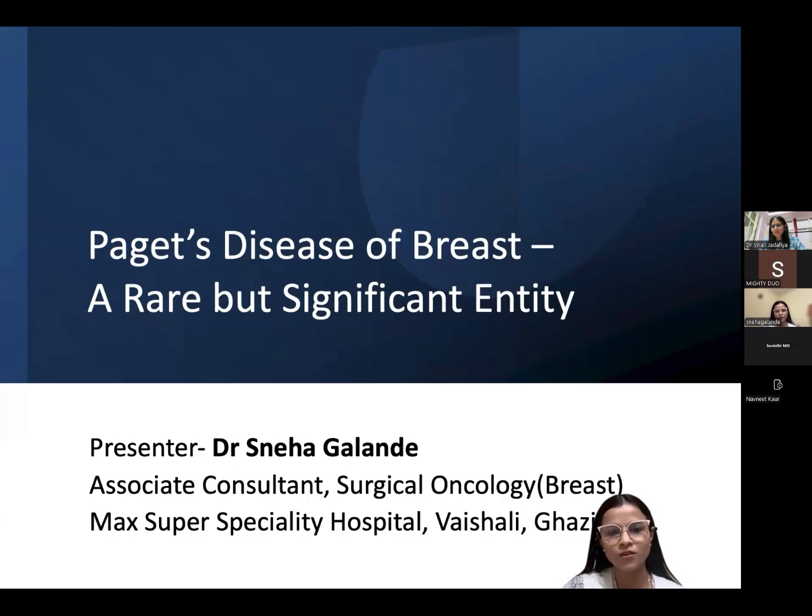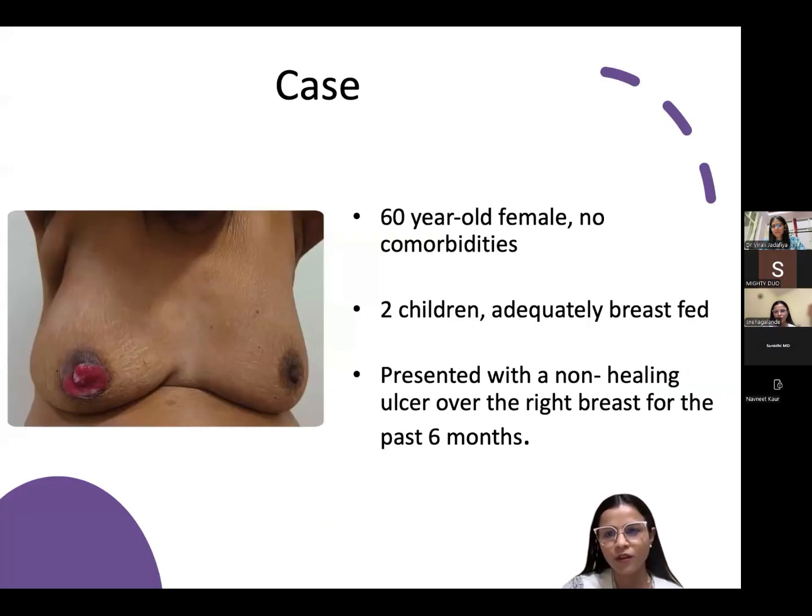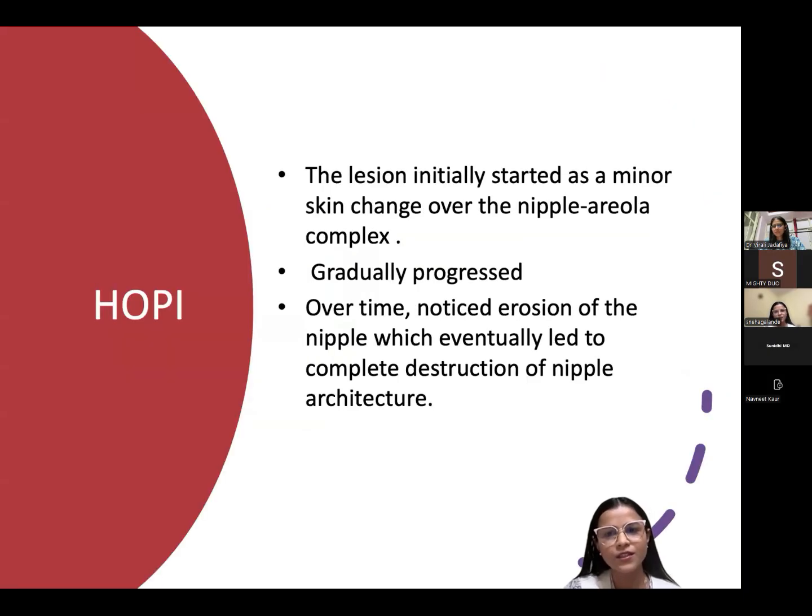My topic of discussion today is Paget's disease of the breast, a rare but significant entity. I am going to present a case of a 60-year-old female who presented to us 2 years ago, and she had no comorbidities. She had two children, adequately breastfed. She presented with a non-healing ulcer over the right breast for the past 6 months. The lesion initially started as a minor skin change over the nipple areola complex, and it gradually progressed over time. She noticed erosion of the nipple, which eventually led to complete destruction of nipple architecture.